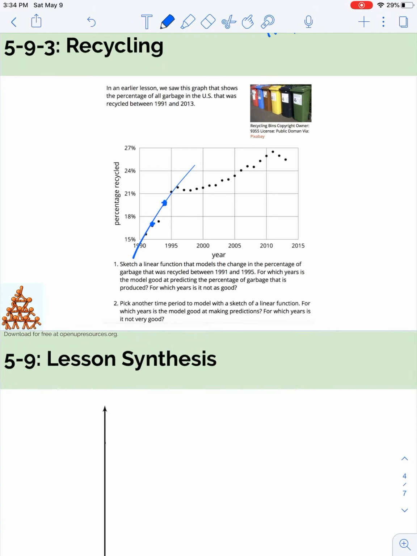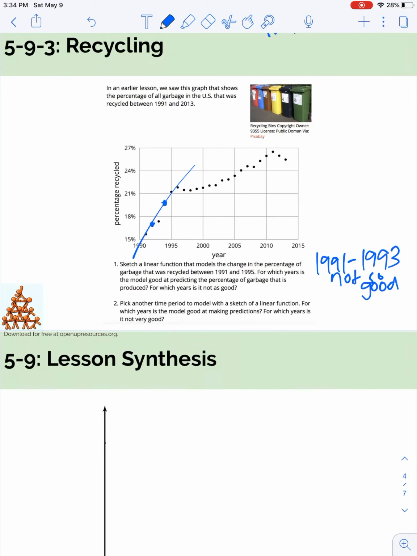You have some outliers. So which years is the model good at predicting and which is it bad? So it looks like between, we could say 1991 to 1993, not so good, because the dots are off the line. And then you could say it's better between 94 and 95 or something like that. It doesn't need to be perfect. Okay.